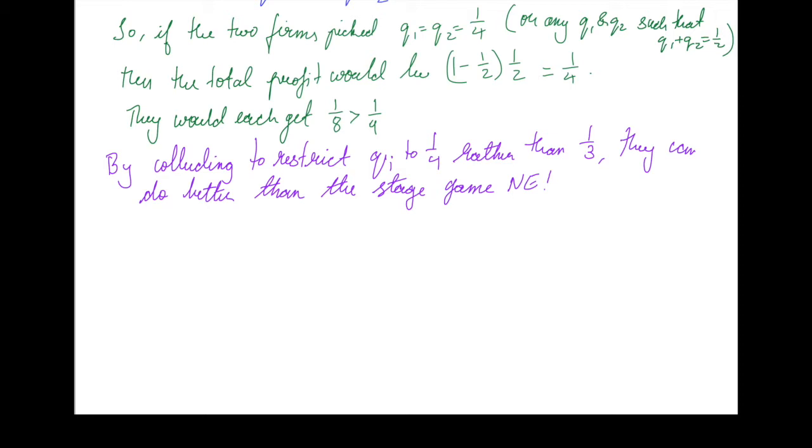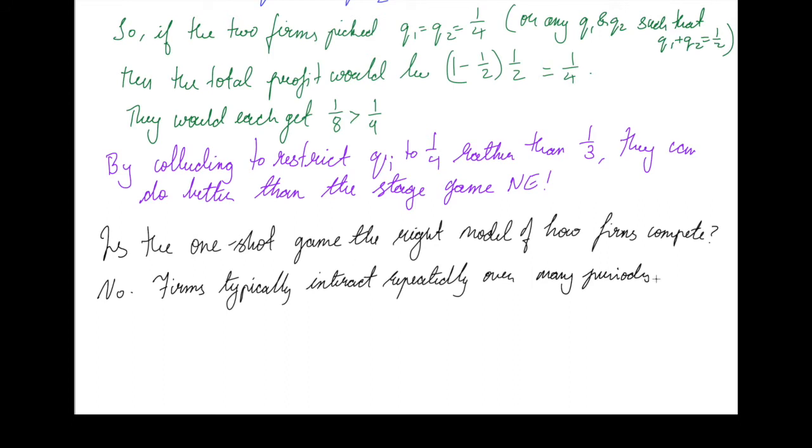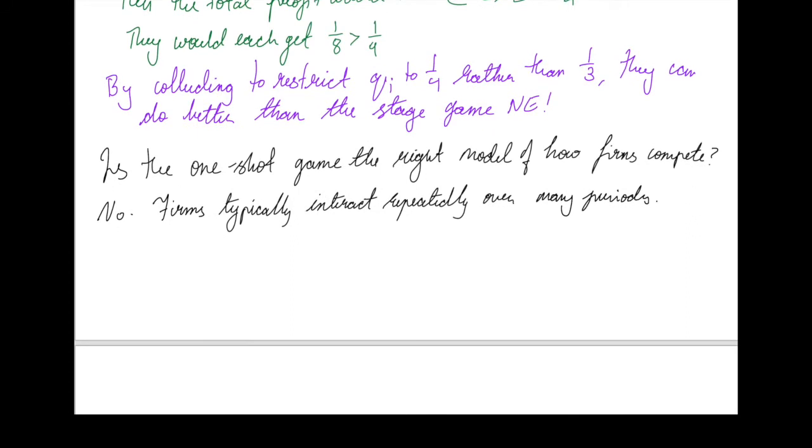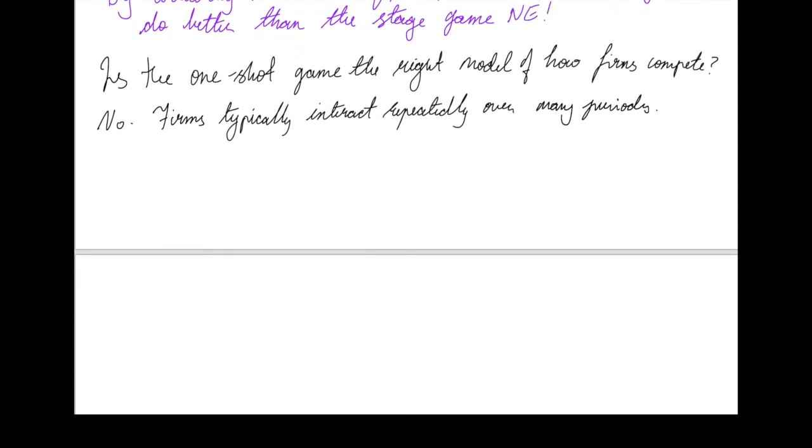An important question is, in reality, do competing firms only interact once? Is the one-shot interaction the more realistic model for how firms compete? And the answer is no. Typically, firms interact repeatedly over a long period of time. So we could better model this as a repeated game where there are many periods where the two firms interact. So the firms could then sustain collusion, so Q1 equals Q2 equals a quarter, as a subgame perfect equilibrium.